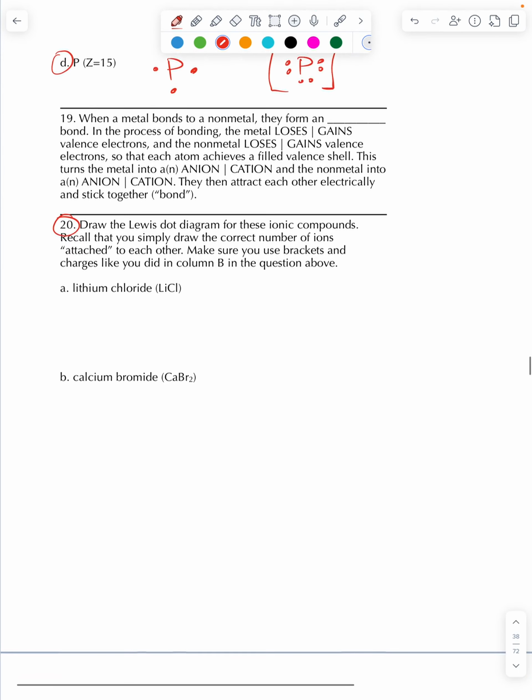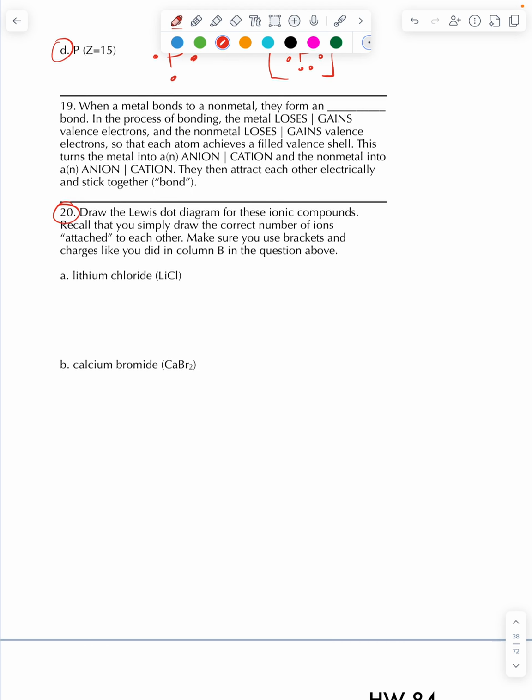Then we did, and we'll do another one of these later, Lewis dot structures for ionic compounds. So lithium chloride, what charge does lithium like to form? +1, right? And chlorine is -1. So what is the lithium going to look like? A lithium +1 going to look like?